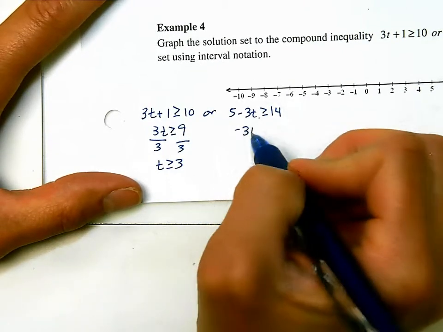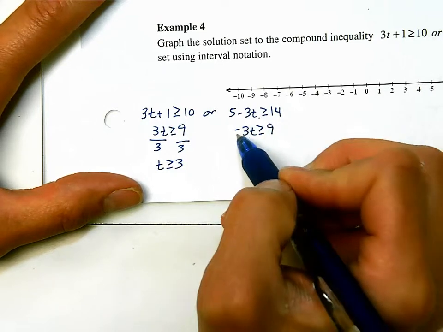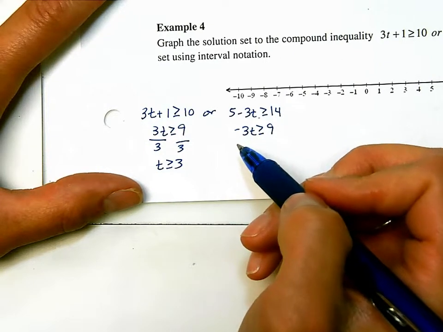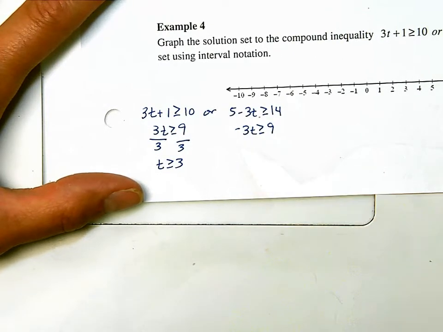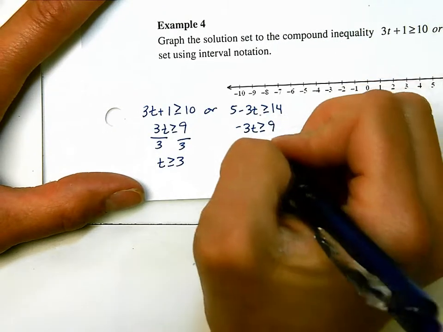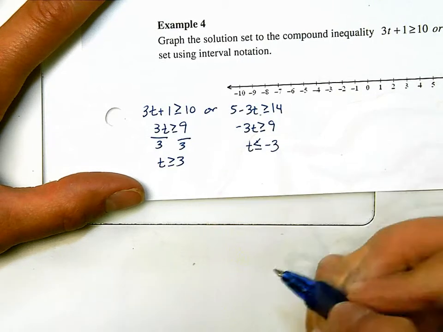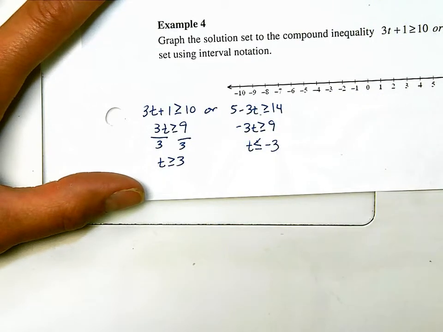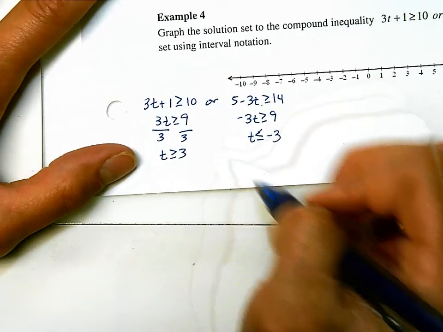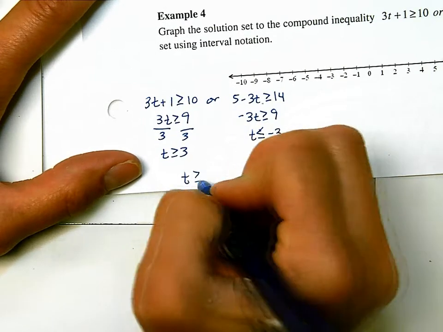Let's see, subtract 5 and divide by negative 3, and that should raise a red flag in your head, because we're dividing by a negative, so we need to reverse that inequality. And my line's got a little bit off, so I'm going to rewrite it at the end.